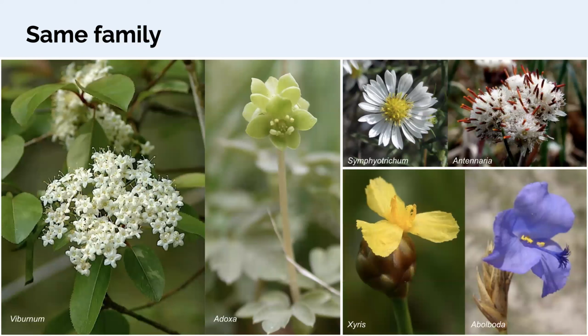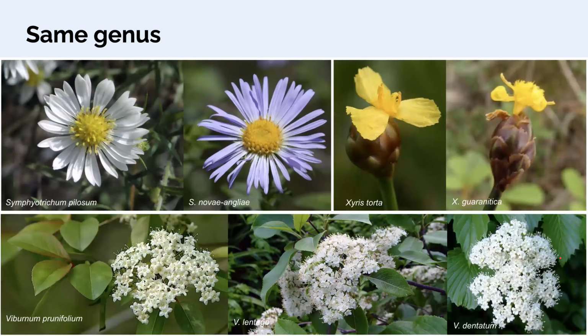And then kind of narrowing in, we're going to get into groups that are more and more similar. So within the same family, these two plants are both in Adoxaceae. These two are both in the Asteraceae. These are both in a family called Xyridaceae. And you can maybe see some similarity there, some kind of almost like a pine cone cluster of flowers here, one, two, three petals in both cases, some kind of feathery stigma there.